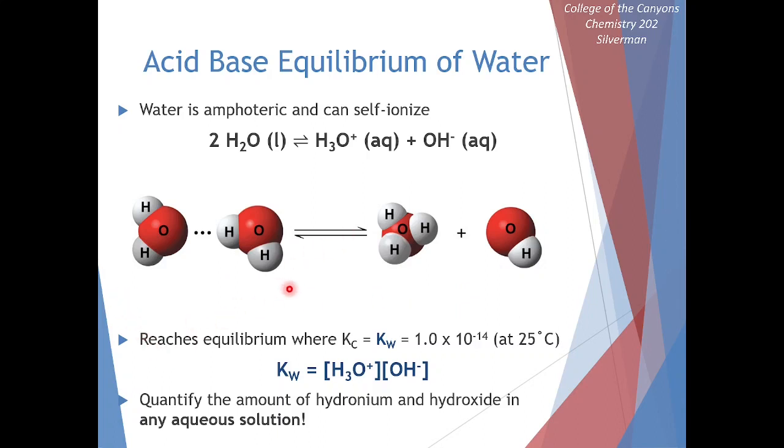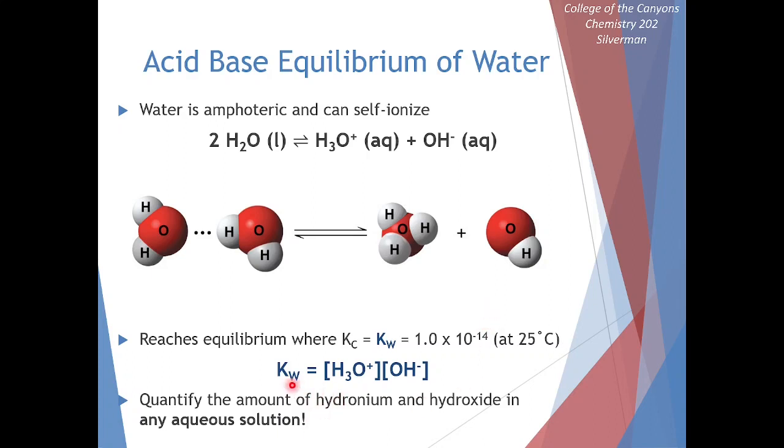Turns out this is an equilibrium process, a reversible process, where the equilibrium it is going to reach is dictated by this equation for the equilibrium constant. K is equal to our products divided by our reactants. But recall, we don't need to include anything in the liquid phase, so it's just going to be the concentration of hydronium times the concentration of hydroxide. We give this equilibrium constant a special name. We call this Kw, and we can measure its value. At 25 degrees Celsius, Kw is equal to 1.0 times 10 to the negative 14th power.